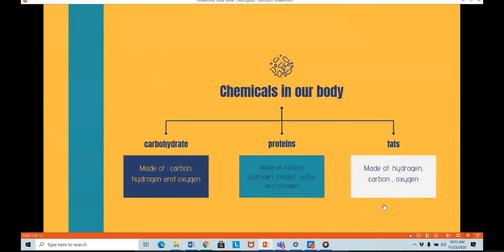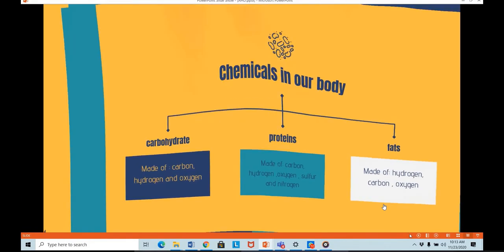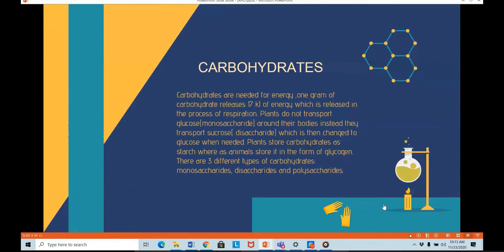Chemicals in our bodies are carbohydrates, proteins, and fats. Carbohydrates are made up of carbon, hydrogen, and oxygen. Proteins are made up of carbon, hydrogen, oxygen, sulfur, and nitrogen. Fats are made up of hydrogen, carbon, and oxygen. Carbohydrates are used because they give us energy, and 1 gram of carbohydrate releases 17 kilojoules of energy.